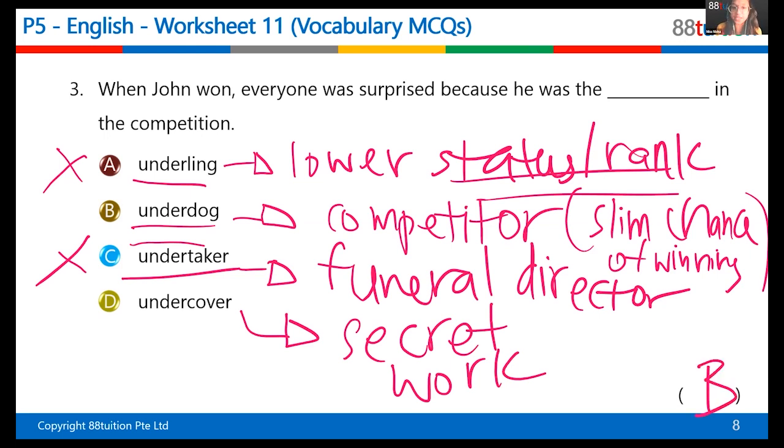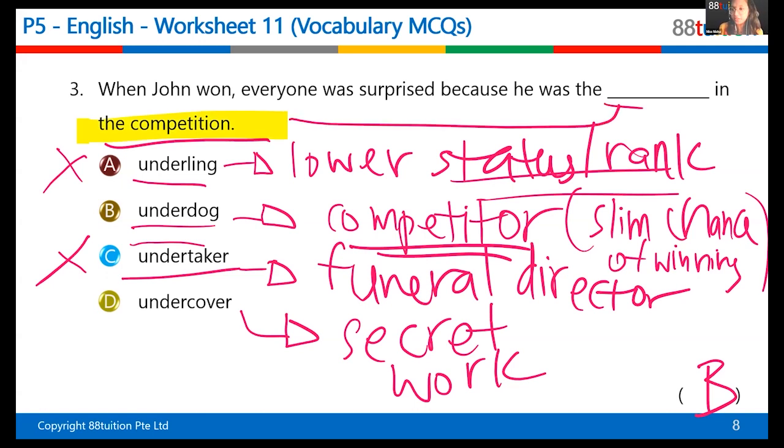Because again, this is a competition, so this is a competitor, right? So competition is the clue. Let me highlight that. Competition is the clue, and that's the reason why the answer is B. All right, let's look at number 4.